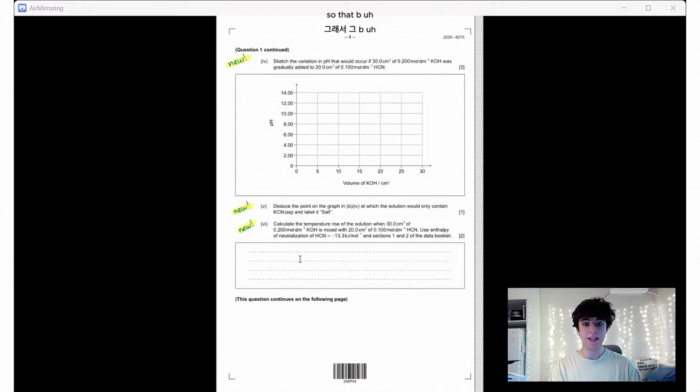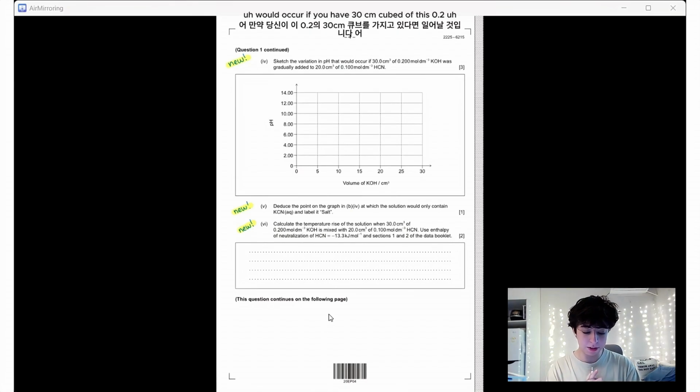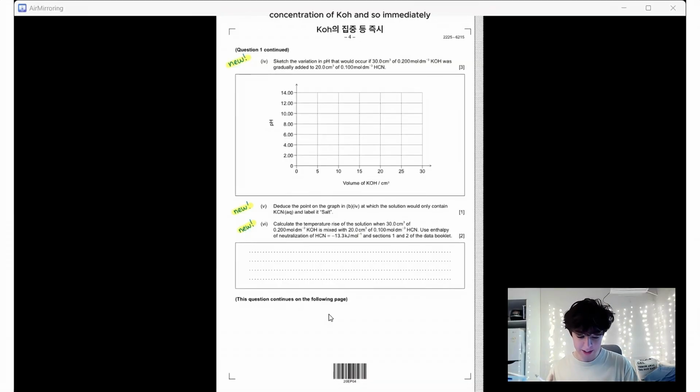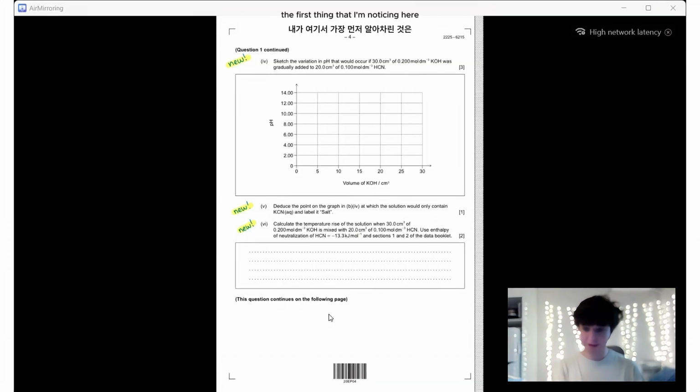So B4 is going to be to sketch the variation in the pH that would occur if you have 30 centimeters cubed of this 0.2 concentration of KOH.